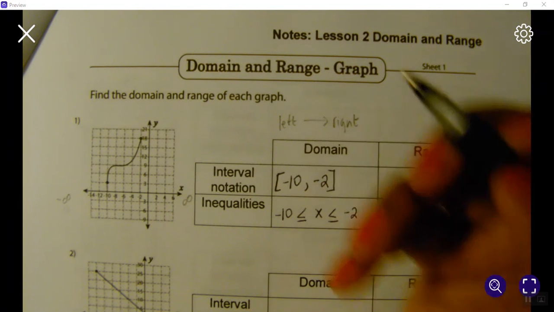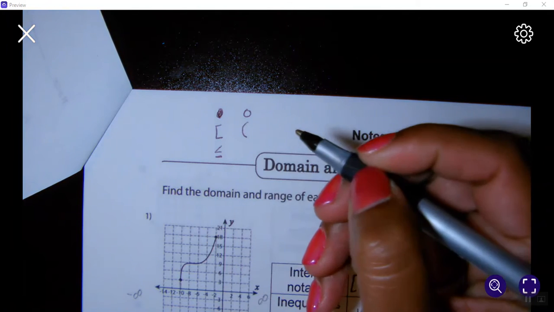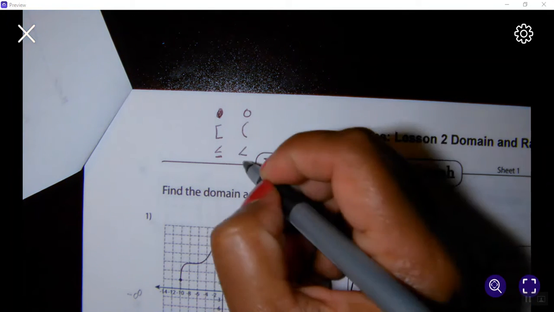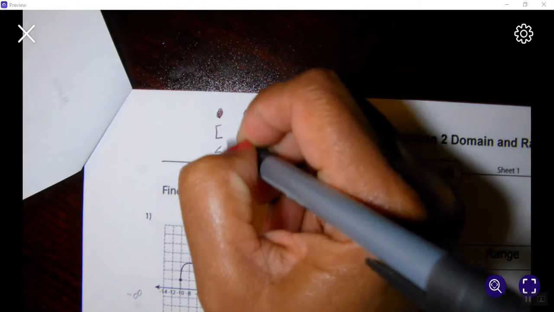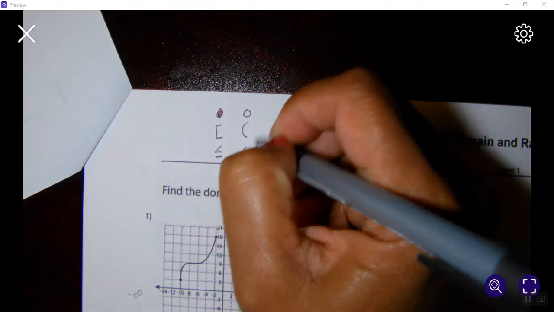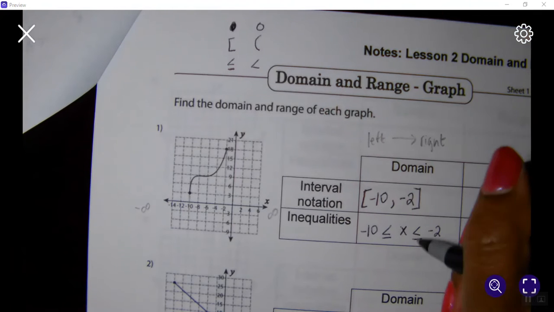So again, let me just write it up here. If it's a closed bracket or closed circle, we use a closed bracket, and then we use less than or equal to for that. If it's an open circle, which we'll see in the next problem, you use a parenthesis, and then you use just less than. You don't have to put the line underneath because it does not include it. So these ones are included. These are not included, meaning the number we're starting from doesn't include it. So that is the domain.